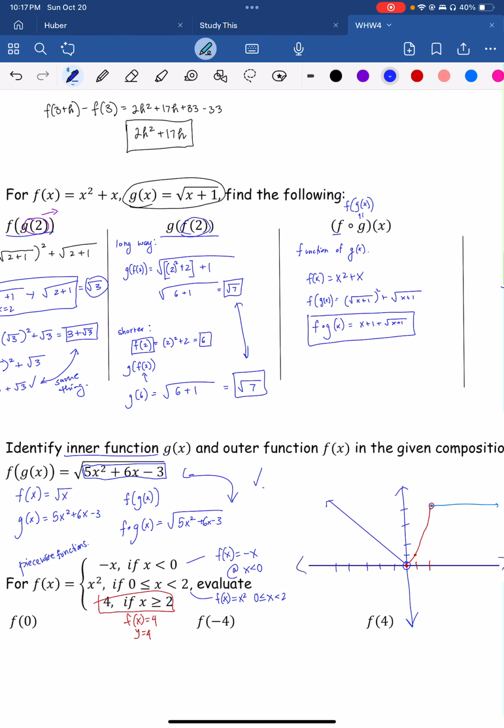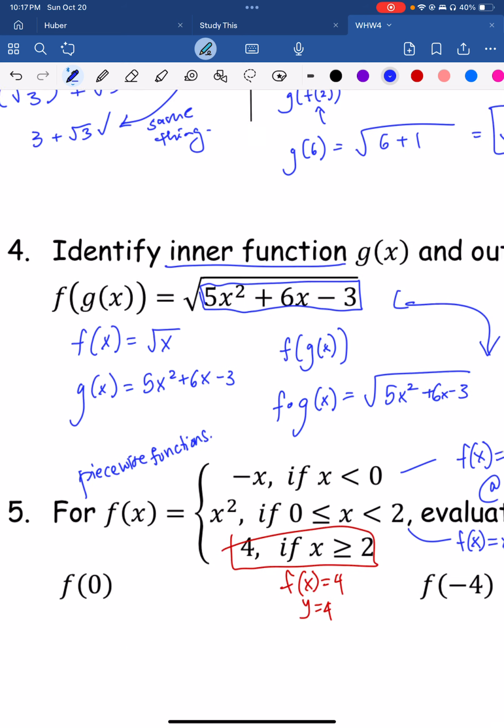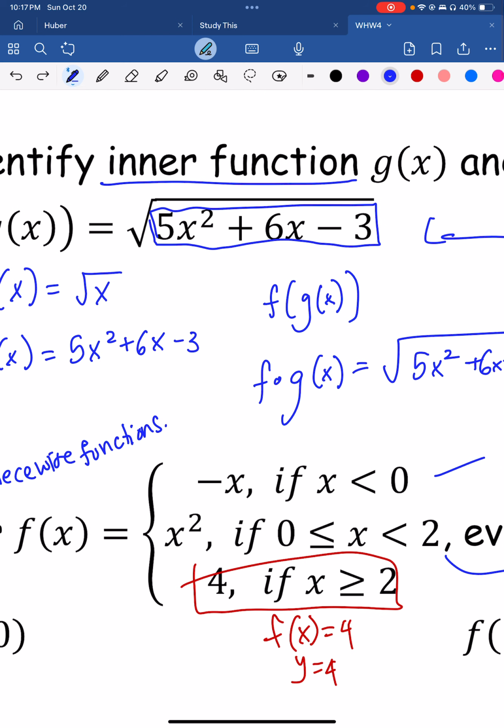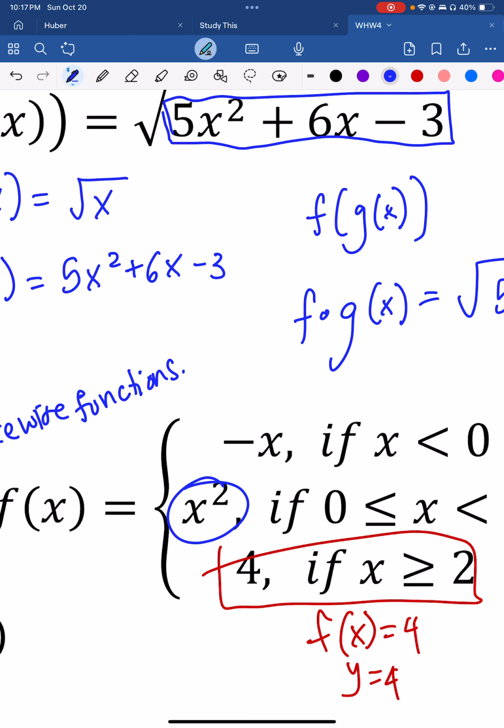F of 0 is asking when f of x, or the piecewise function, is 0, when x equals 0 for the piecewise function, what does the function equal? So first step is looking for which piece has 0 included in the domain. I see here that it's 0 and here that it's 0. So I'm going to check. This one is just less than, so it's not included. So I know to look at this one.